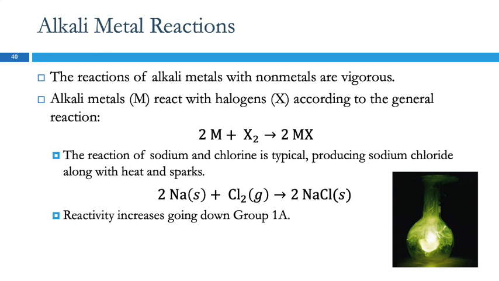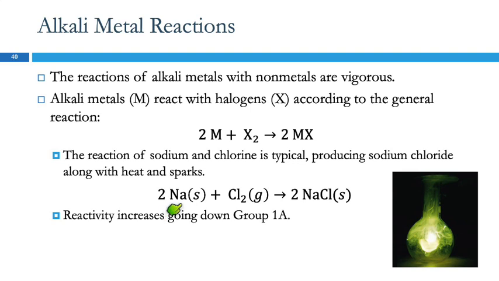Another type of chemical reaction is the alkali metal reactions. They react vigorously with nonmetals, and their reactions are going to take this form. A metal is going to react with a halogen, that's fluorine, chlorine, bromine, iodine, those guys, and form a metal halide. So the metal with whatever halogen it is.